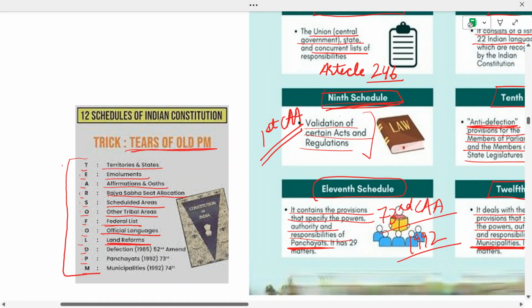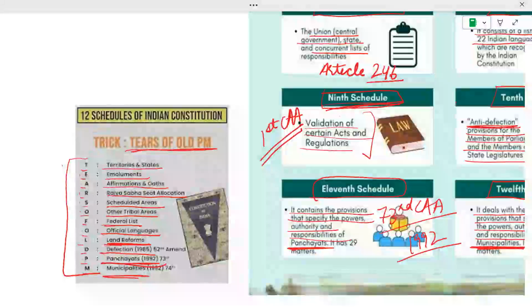So basically the 9th schedule added by first amendment act, that was brought in to protect these land reforms acts from judicial scrutiny. So this is the 9th schedule. Then 10th schedule is about defection or anti-defection law. Then the 11th one is for panchayats, that is rural local self-governments, and finally the 12th one is for municipalities, that is urban local self-governments. So this is all about the various schedules of our constitution.